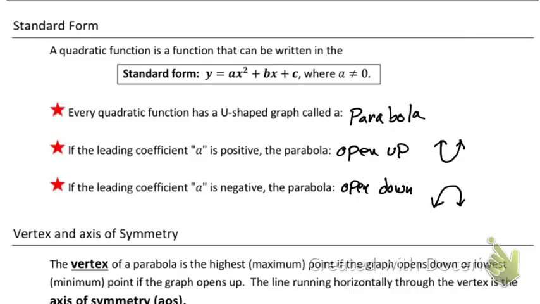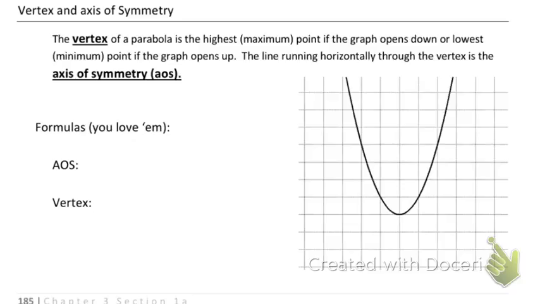The next thing we're going to talk about is our vertex and axis of symmetry, which play off each other. The vertex of the parabola is the highest point if it opens down. So our vertex would be right here. If it opens up, it's going to be your lowest point. Your axis of symmetry is that line. It doesn't go horizontally. It actually goes vertically. Through the vertex, and that's going to be your axis of symmetry.